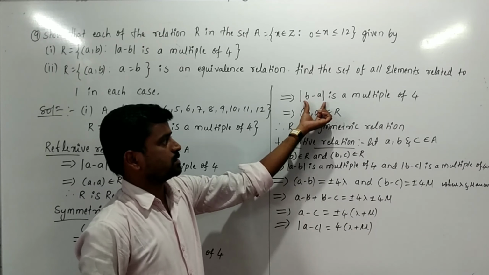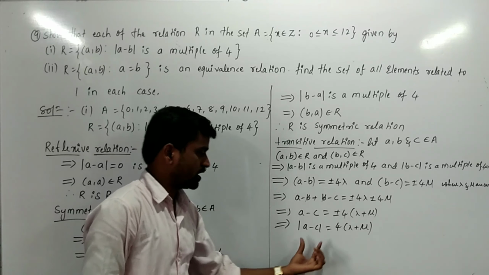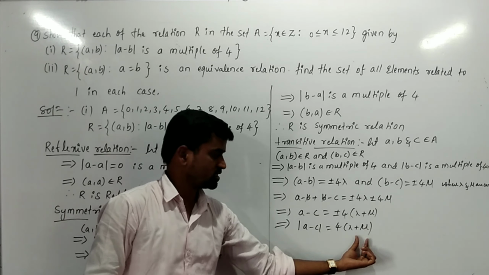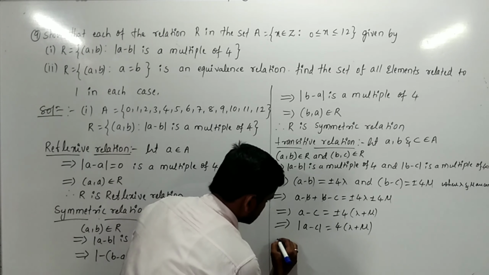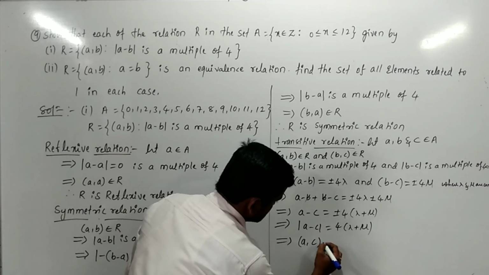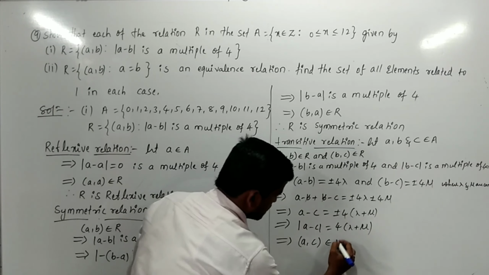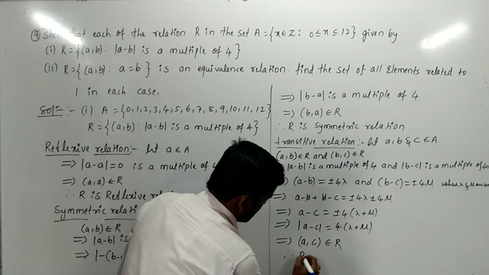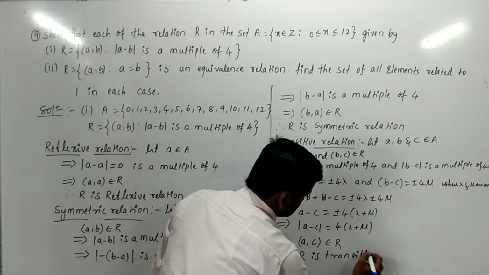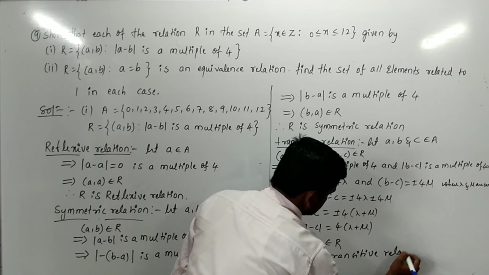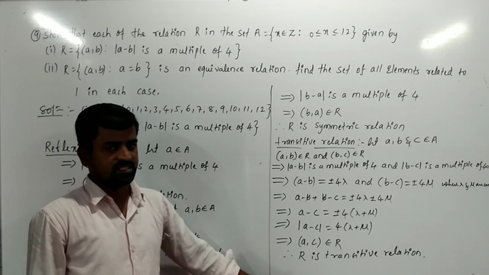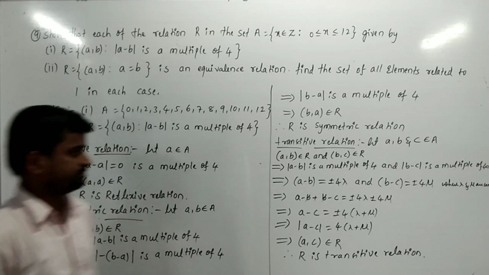Modulus b minus a is a multiple of 4. Again, modulus a minus c is a multiple of 4. This one is constant a. Then implies a comma c belongs to R. Therefore, R is a transitive relation. Hence, R is an equivalence relation.